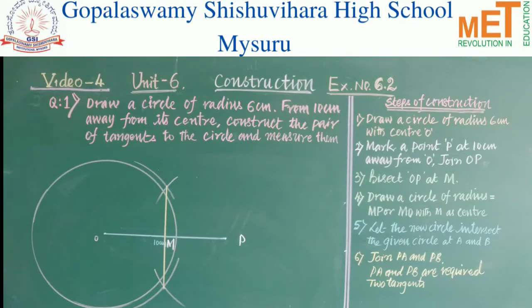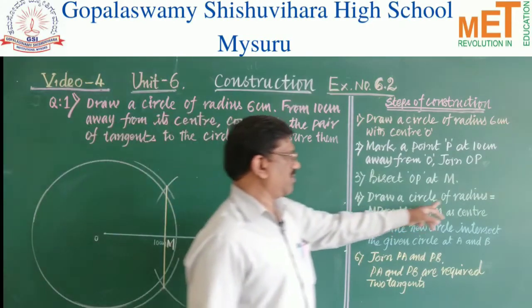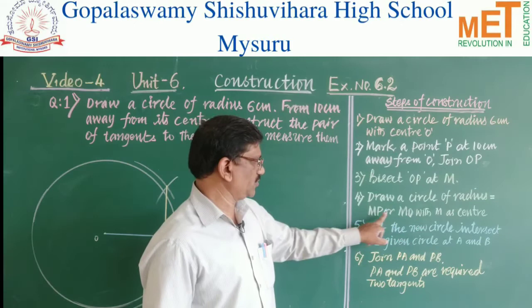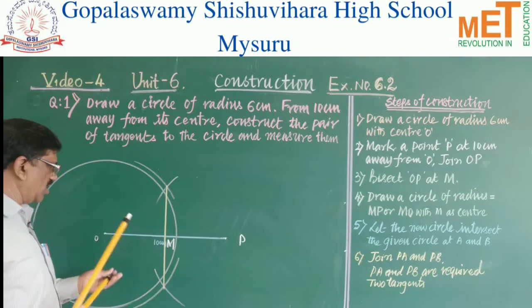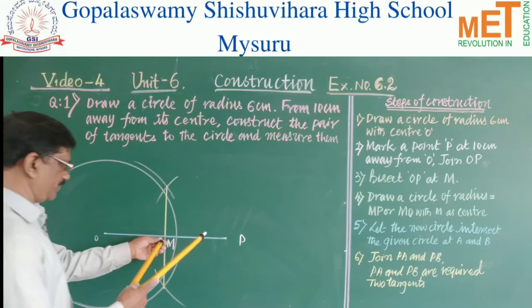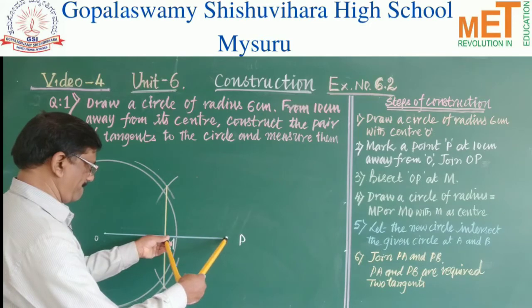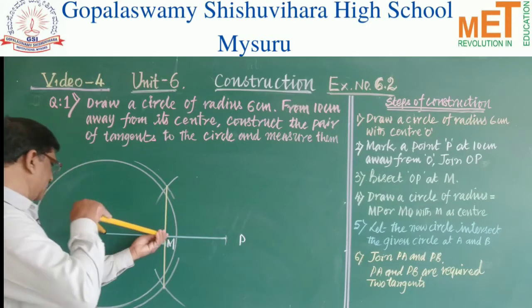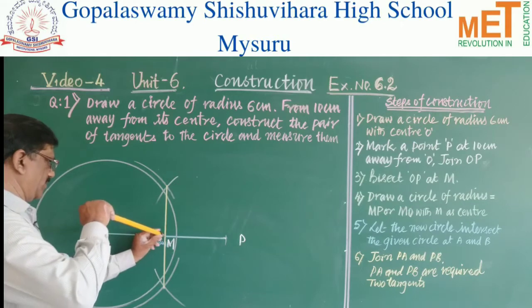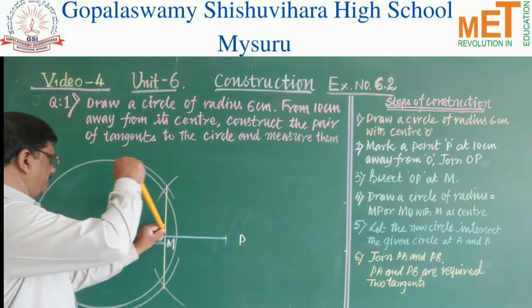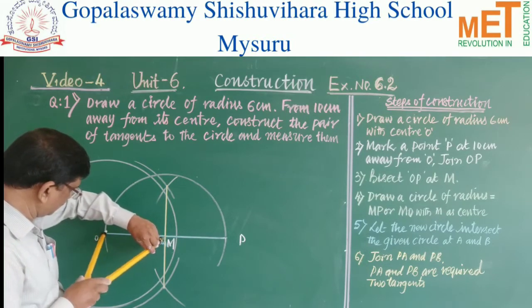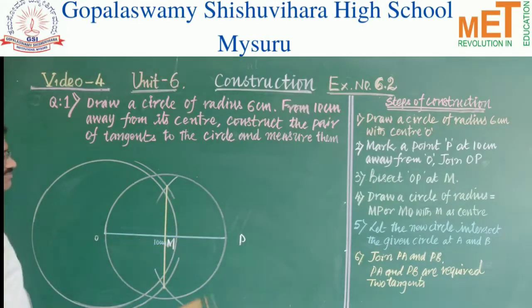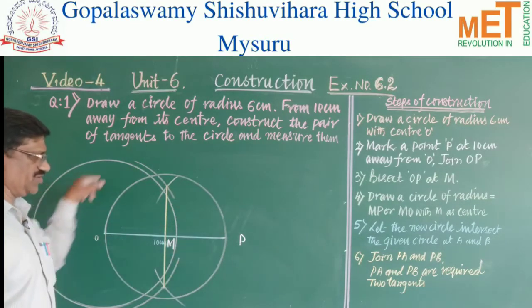Now the fourth step is to draw a circle of radius equal to MP or MO. Taking the radius MO or MP, draw the circle. Either you can draw a full circle or a dotted line. So this is a new circle that we got here.